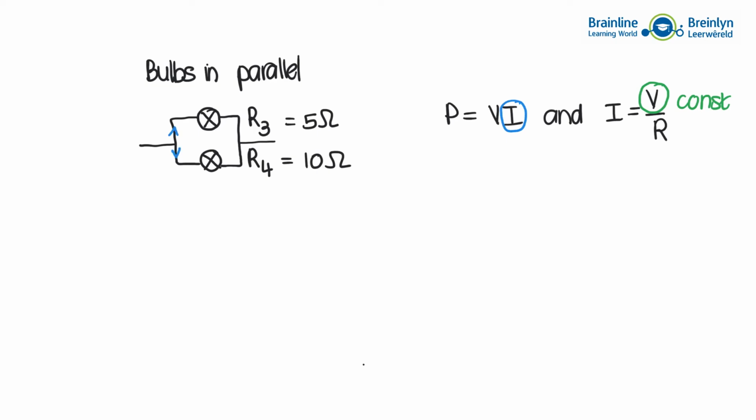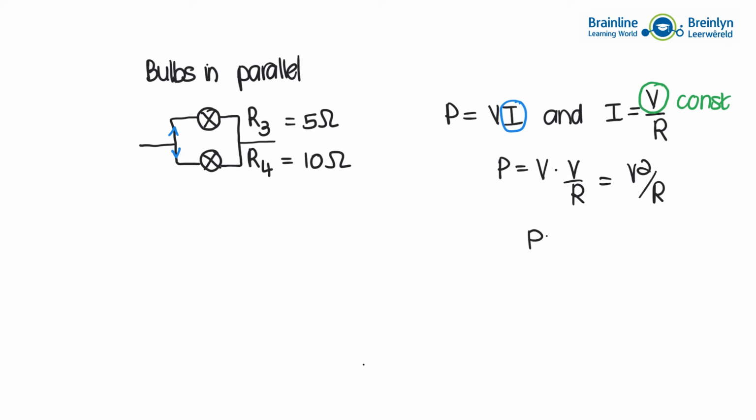If I were to therefore replace the I in P equals VI, it would become P equals V, and then replacing the I with V over R, it would therefore become times V over R, or V squared over R.